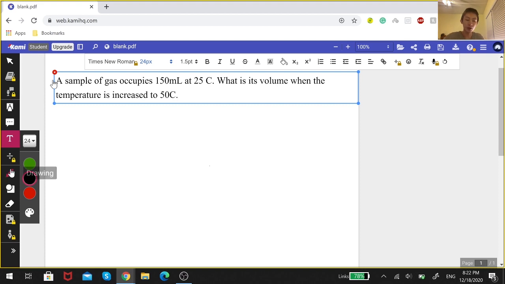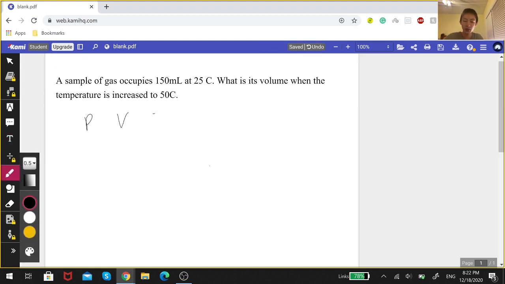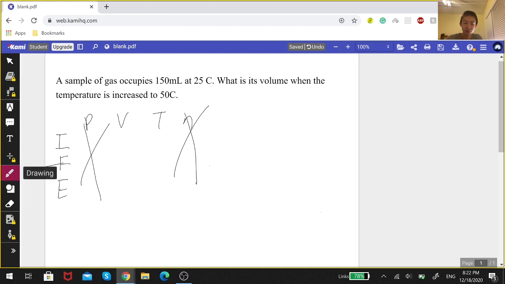So let's first write our P, V, T, and N chart. Now we're going to write initial, final, and effect. We're not dealing with pressure, and we're not dealing with the number of moles, so we're only going to look at V and T. Now the volume starts off at 150 ml. And then we're looking for the final, and we do not know the change.